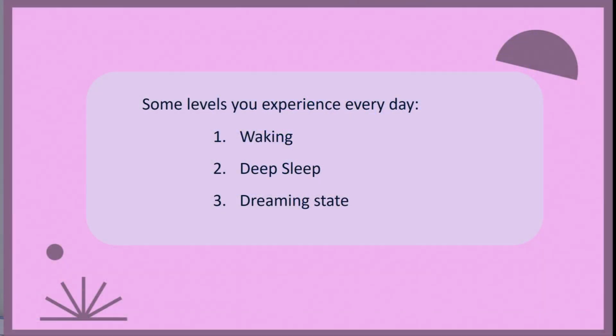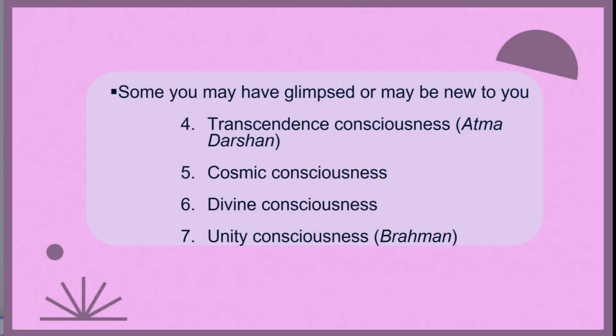As I've mentioned before, there are the 7 different stages of consciousness, and the levels that you experience every day are obviously the waking state, your deep sleep state, and then the dream state for some. Others you may have glimpses of, and others may be completely new to you. So we also have the transcendence consciousness, which is also known as Atma Darshan. We have the cosmic consciousness, the divine consciousness, and then lastly, the unity consciousness, known as Brahman. But in our next session, we will go into detail of each of these different states of consciousness.